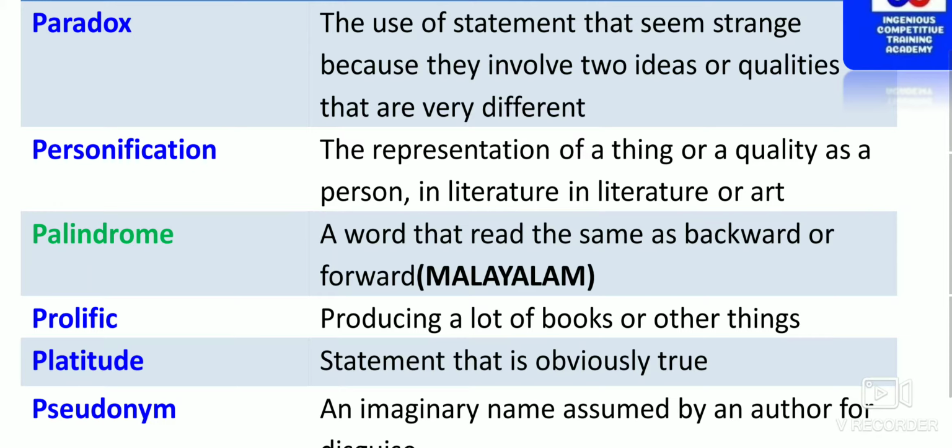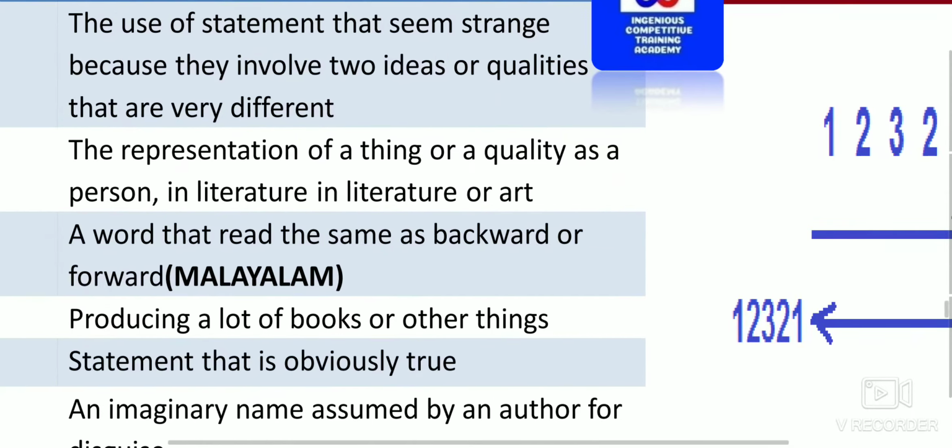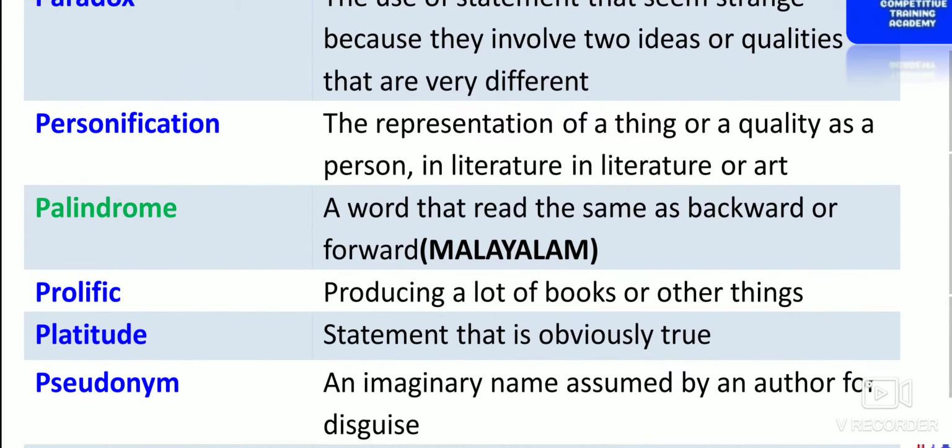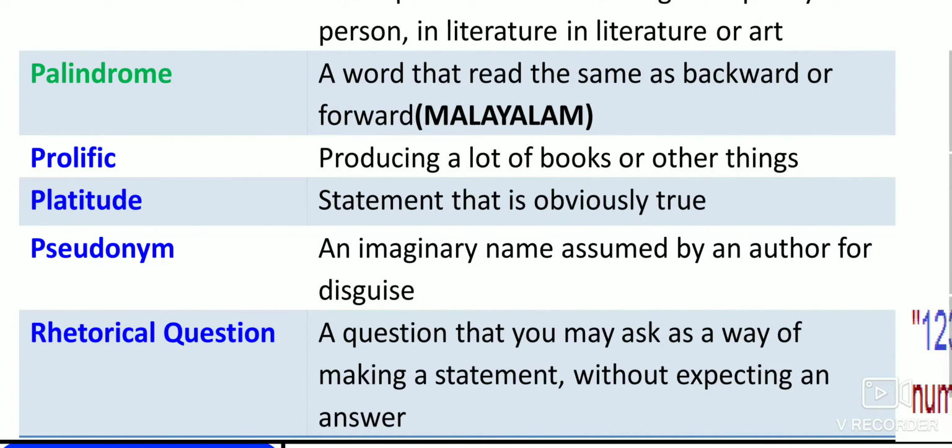Personification means the representation of a thing or a quality as a person in literature or art. Palindrome means a word that reads the same backward or forward. We know that Malayalam, if read in reverse, gives the same word, just like 1 2 3 2 1. Again in reverse also 1 2 3 2 1. The same way, that is known as a palindrome. Prolific means producing a lot of books or other things.